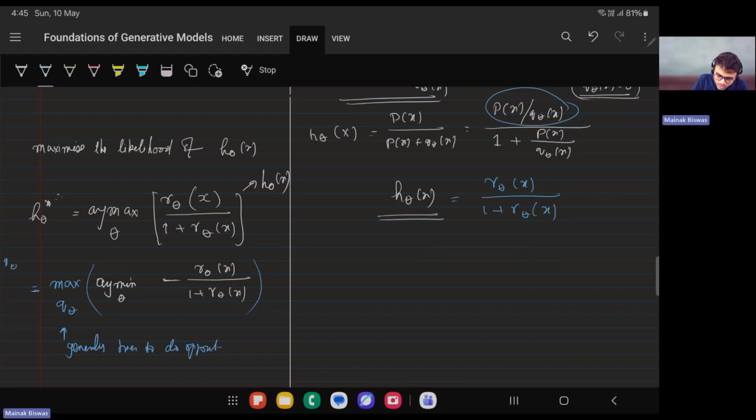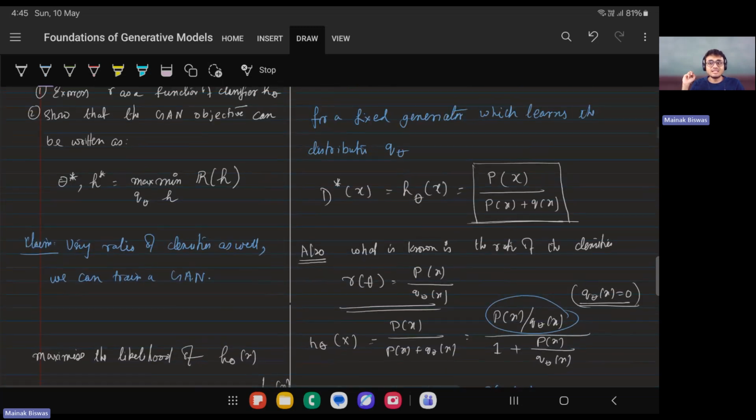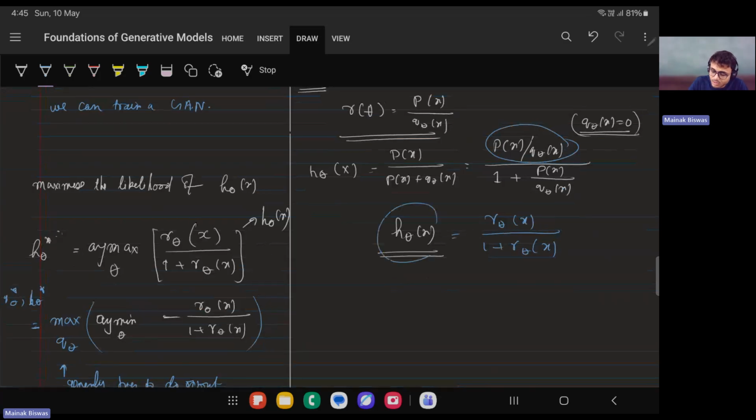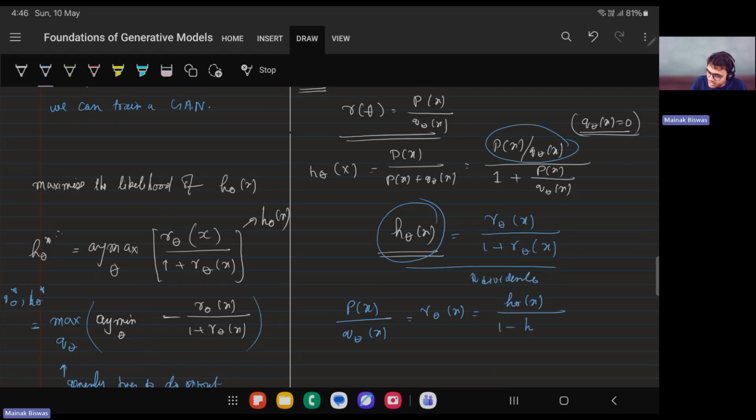So you'll get q star and h theta star. This is an alternative view to seeing GANs in terms of the ratio function between the densities. Once you have seen these densities, the takeaway is that in normal circumstances, you often end up training h theta. And there, if you want to find the density ratio p(x) by q(x), which is nothing but r theta of x, this is equivalent to taking dividendo in this equation, and saying h theta of x by 1 minus h theta of x.